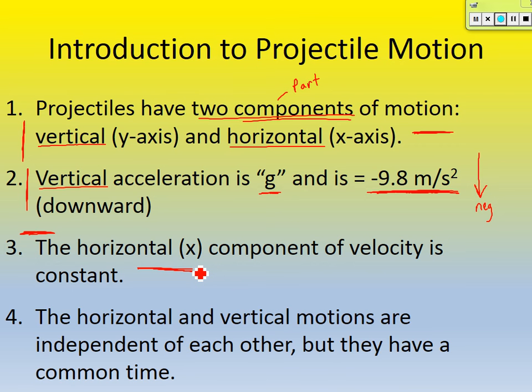And number four, the horizontal and vertical motions are independent of each other. So we're going to study them independent of each other, which means they don't depend on each other. We'll solve for the motion horizontally, and then we'll solve for it vertically. And we can solve for those independent of each other. But they do have one thing in common. The time that the projectile is in the air is going to be the same for the vertical component and the horizontal component.